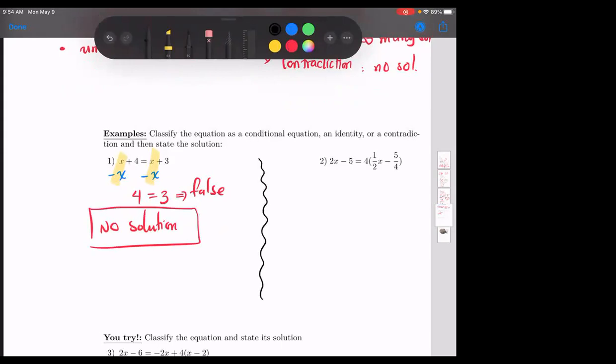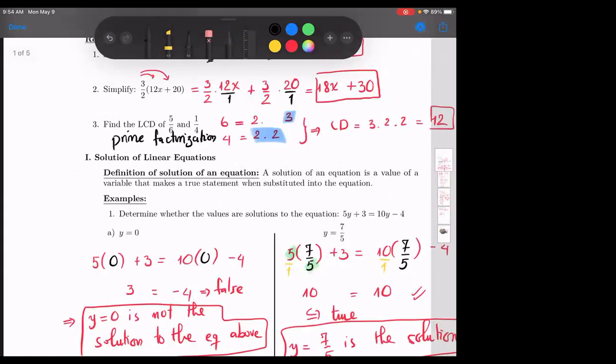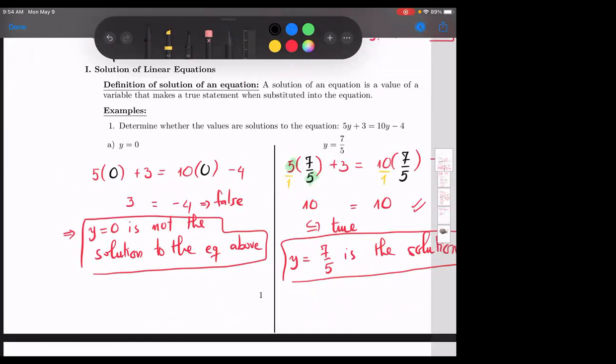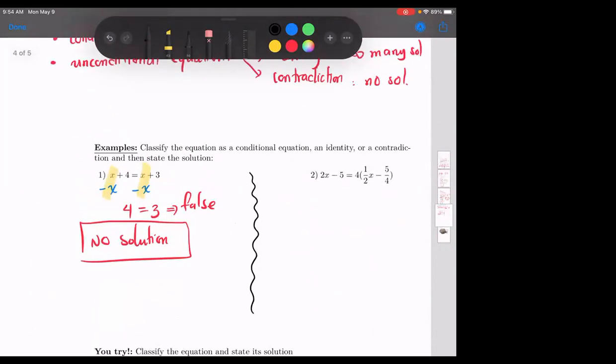Oh, by the way, this one is different than the one that I did in the beginning, okay? In the beginning, what did I do? I gave you a solution and I asked you to check, right? Here, I don't give you the solution. I want you to solve, but then it comes out false. So you say no solution.